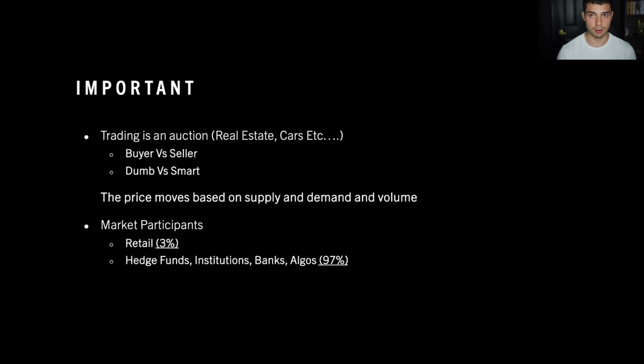But when I mean dumb versus smart, I mean that we have the retail traders, which is 3%. We are the retail traders, all right? We're the retail traders. And then we have the 97%, the big guys, the big fish, which are the hedge funds, institutions, banks, all of that. They are the ones that actually move the market. All those big moves you see are based on them, okay? So that's what I mean by dumb versus smart. We're considered the dumb, they're considered the smart, right? Because we're so small, we don't move the market.